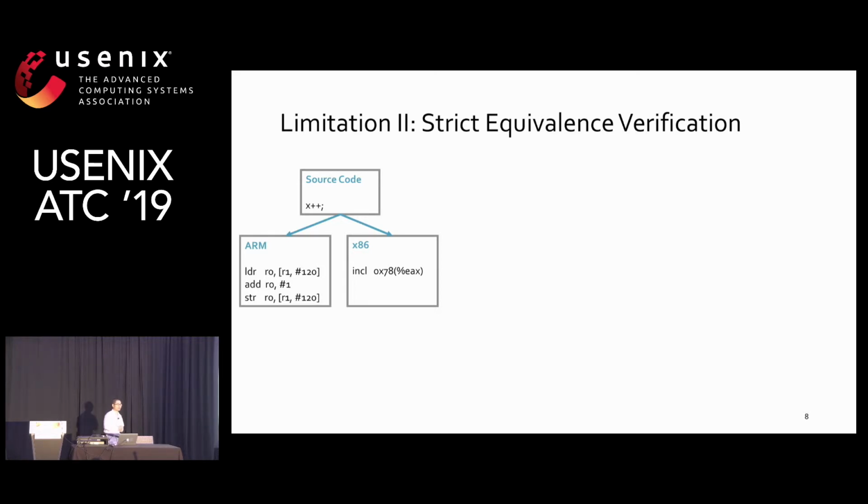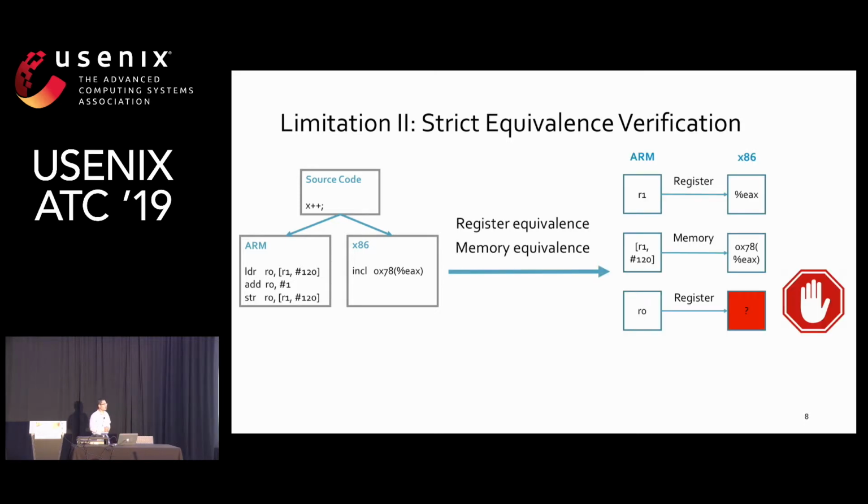Let's see this example. In this example, the source line x++ is compiled to 3 ARM instructions and 1 x86 instruction, respectively. To verify the semantic equivalence between the ARM instructions and the x86 instruction, the original learning approach tried to establish mappings between the ARM operands and the x86 operand.